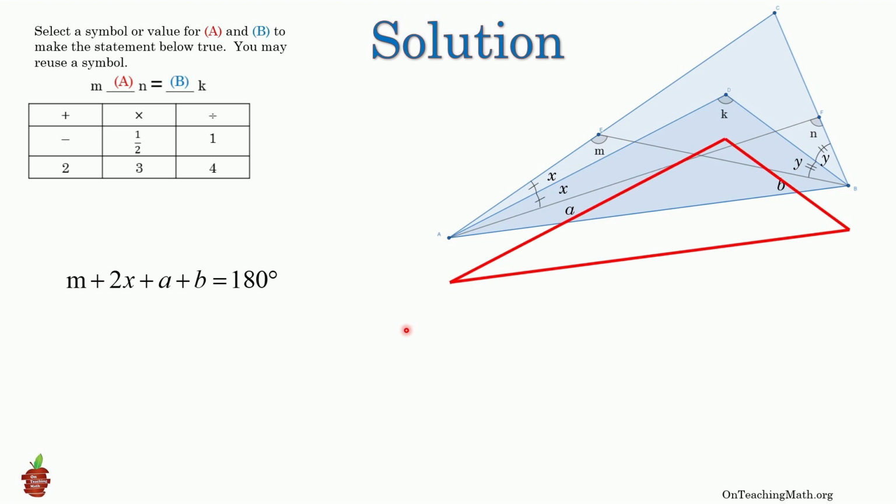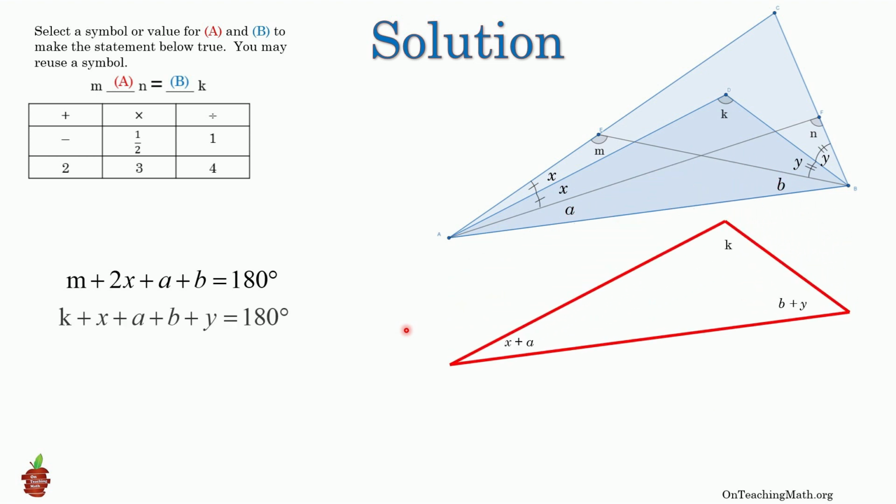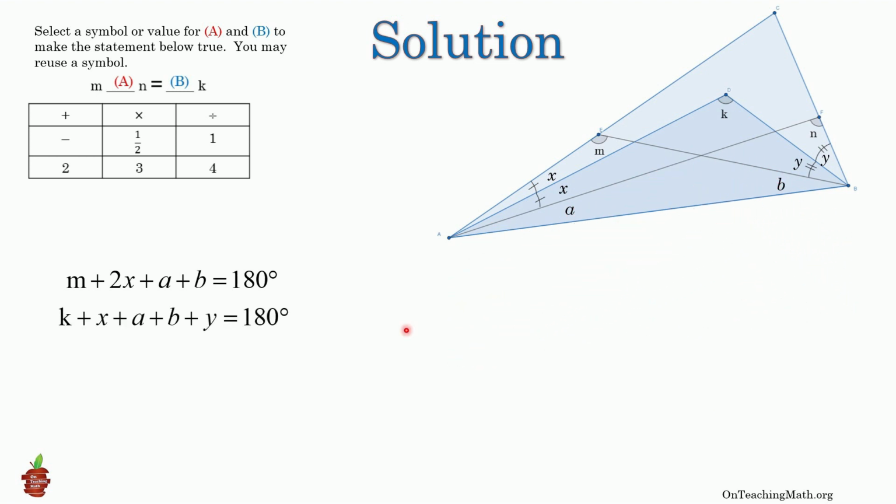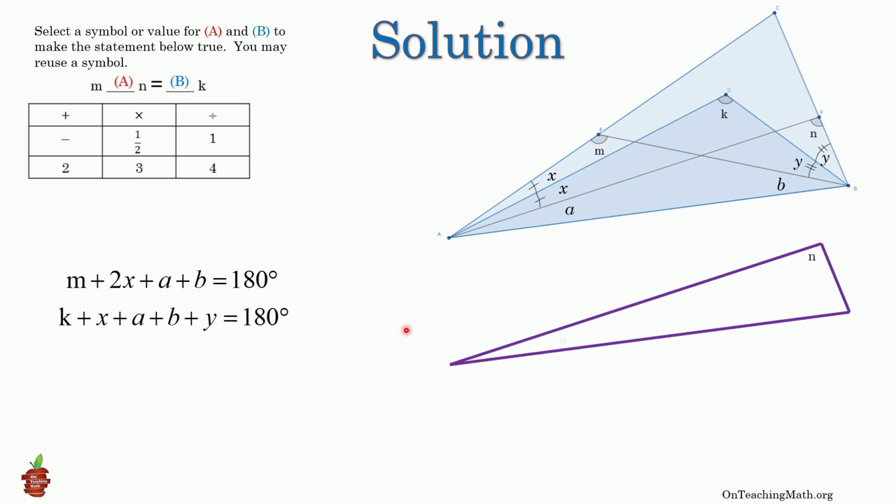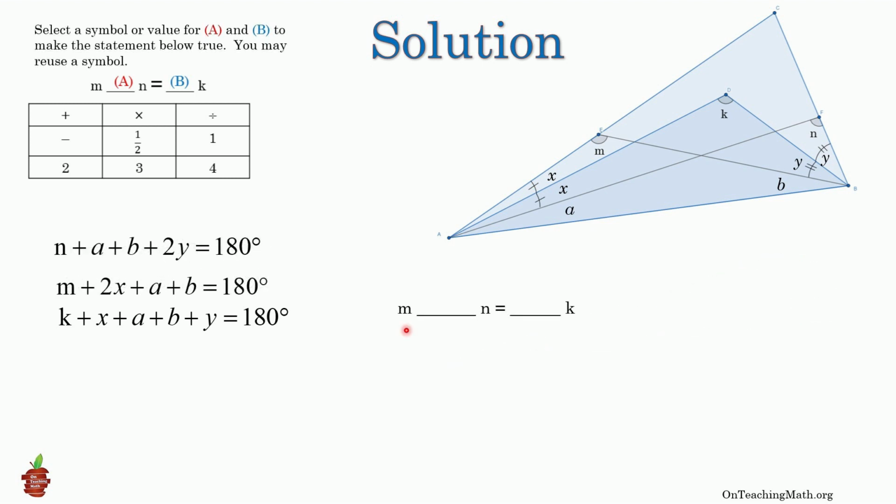So we had K plus X plus A plus Y plus B equals 180. Did the same thing for the last one, the triangle with angle N. So N plus A plus 2Y plus B, right? All of that adds up to 180 degrees as well. So now we can manipulate these and put them in an equation and see if we can figure out what goes where. So we're going to isolate each of these equations using algebra, and so we're going to have N equals, M equals, and of course, K equals.